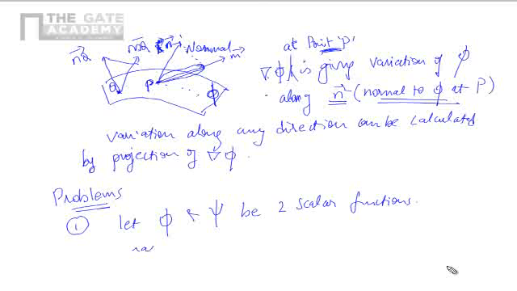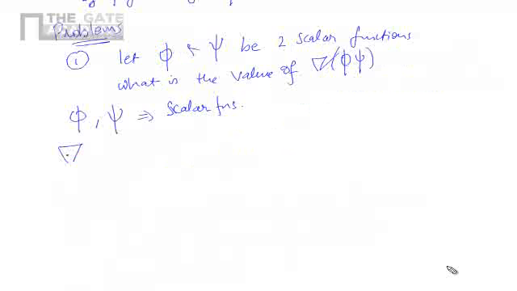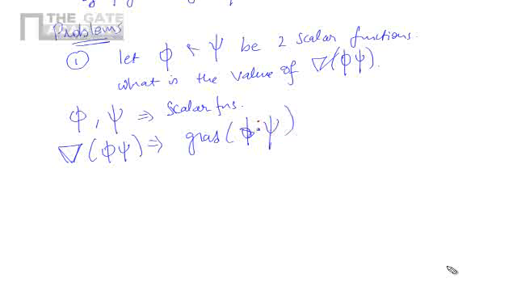What is the value of del phi psi? What we are asked is, phi comma psi are scalar functions. Now what we are asked is del of phi psi, means what? Gradient of phi psi.